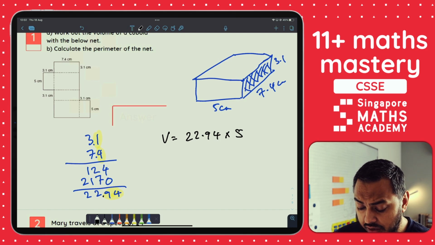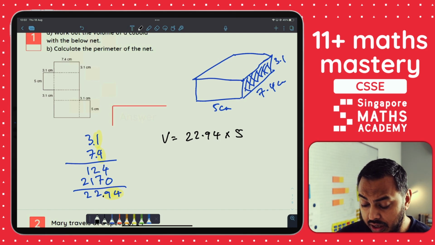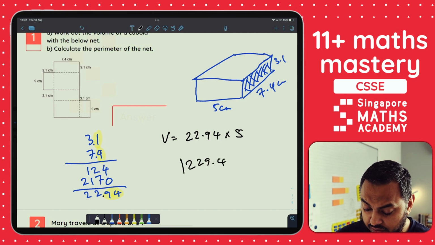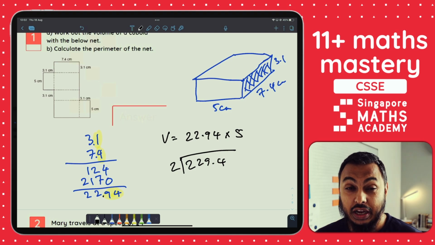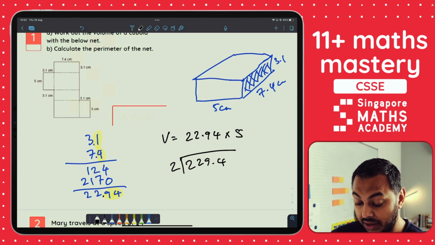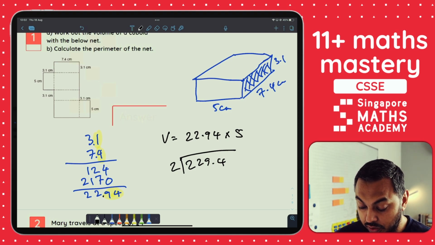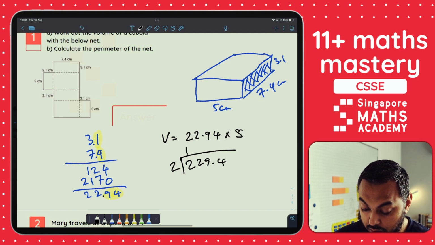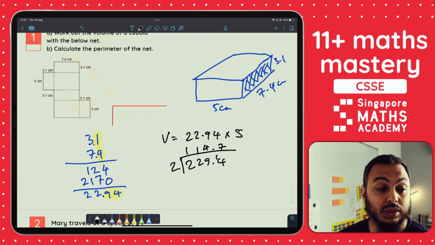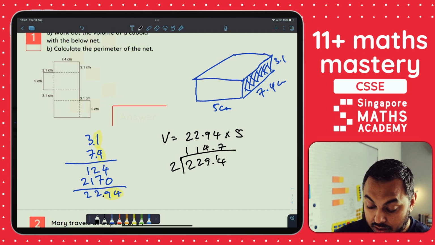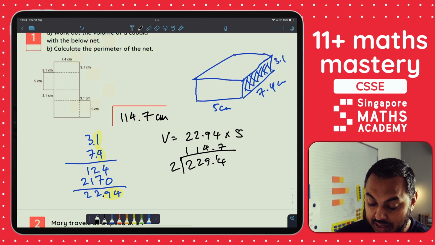I know 22.94 times 10 is 229.4. And so 229.4 divided by 2 is another way I could work this out instead of multiplying by 5. 229.4 divided by 2 is going to be 114.7 cubic centimeters. 114.7 cubic centimeters is our volume for A.